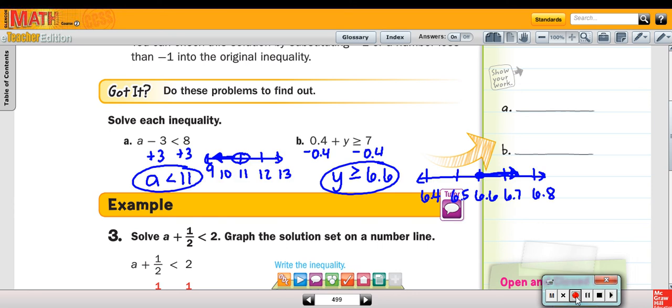Okay, go ahead and check your work with mine now. On the first one, we should have added 3 to both sides. a is less than 11. The sign stayed the same because we weren't changing positions. And letter B, y is greater than or equal to 6 and 6/10. When I graph this, you could do 6 and 7 and graph in between there, but this would be a little bit more accurate with your decimals.